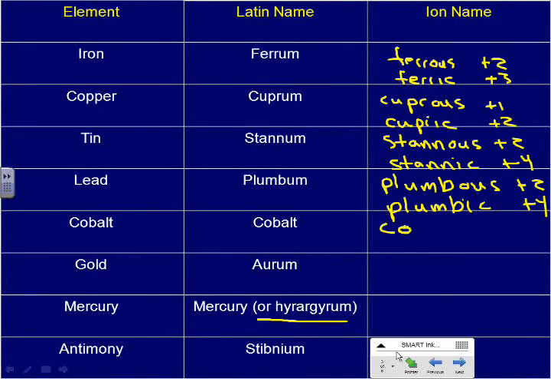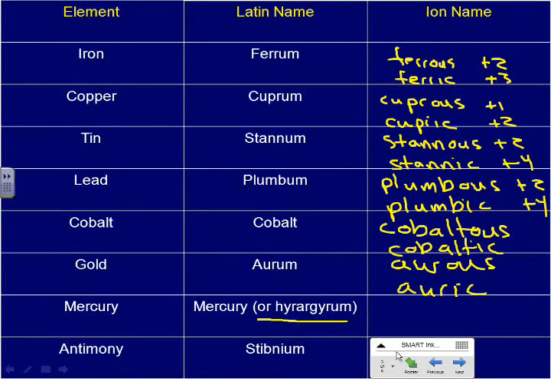Cobalt. Now notice it doesn't have a Latin name, so we just keep the regular name. Cobaltous and cobaltic. All right? It's just funny to say. So if they don't have the funny names in here, then you just keep the regular name and you put us and ic ending on it. Let's not worry about the charges anymore. I just want to get to the bottom at this point. For gold, we have aurous and auric.